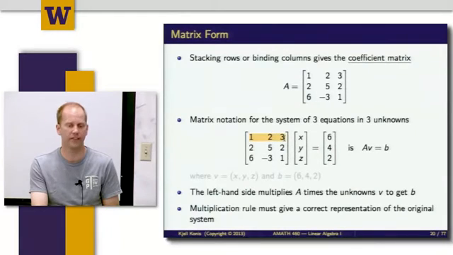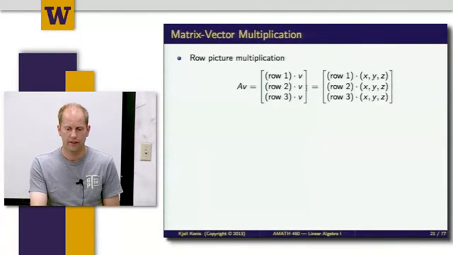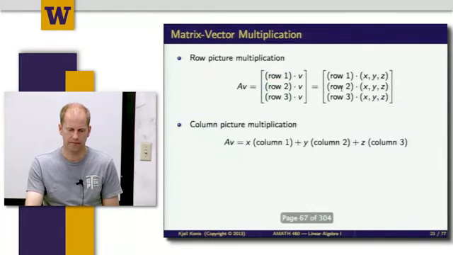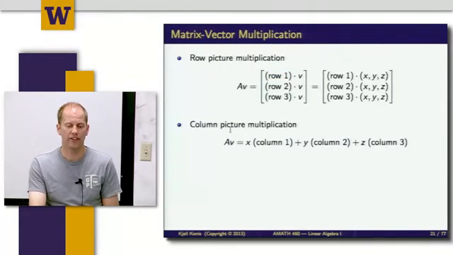This row of this matrix times this column vector of unknowns, that needs to be a dot product. So I can represent this as AV being just row 1 dot V, row 2 dot V, or row 3 dot V. Or the column picture, A times V, that's just going to be, so X here was the first component of my vector V, Y was the second component, and Z was the third component.